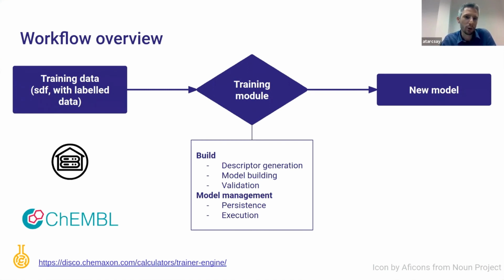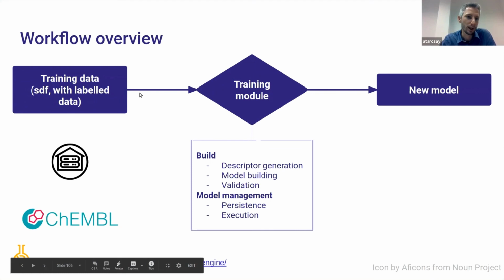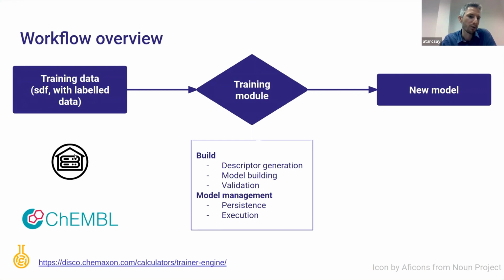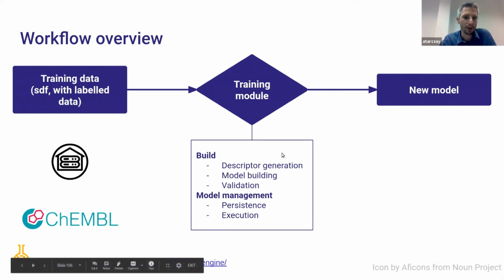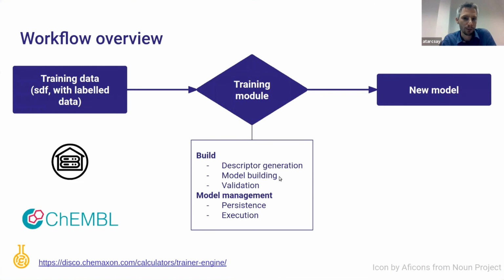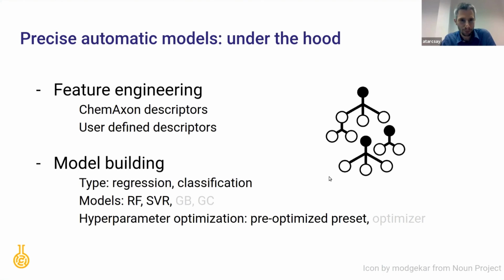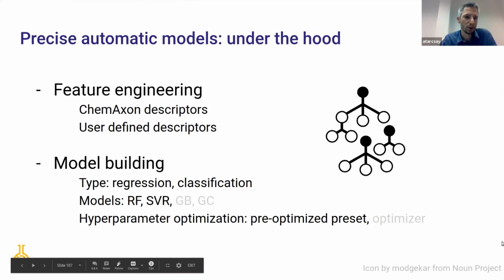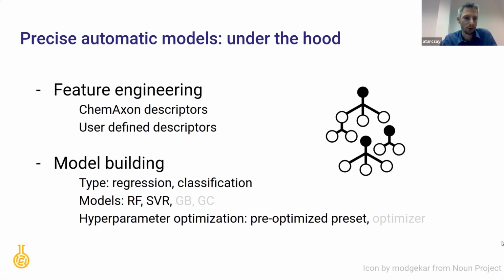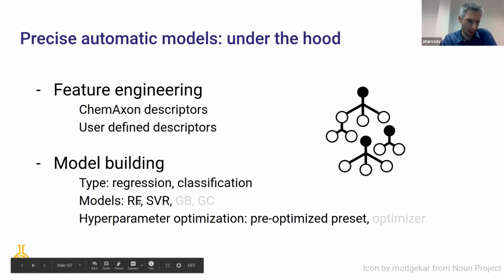At ChemAxon, we are also developing a tool set for that, which is a training module where you can feed in your in-house data or even public data. The tool will do the descriptor generation, model building, and validation automatically, and it can persist the model so that you can execute it later on. For feature engineering, we are using ChemAxon descriptors, but also user-defined descriptors can be introduced to the system. And we have selected random forest, since that's the most general purpose model.